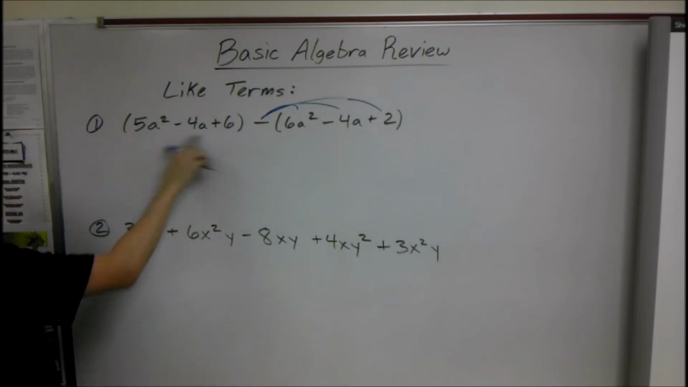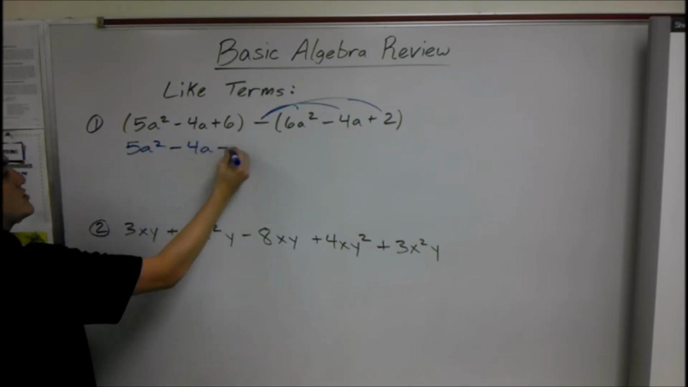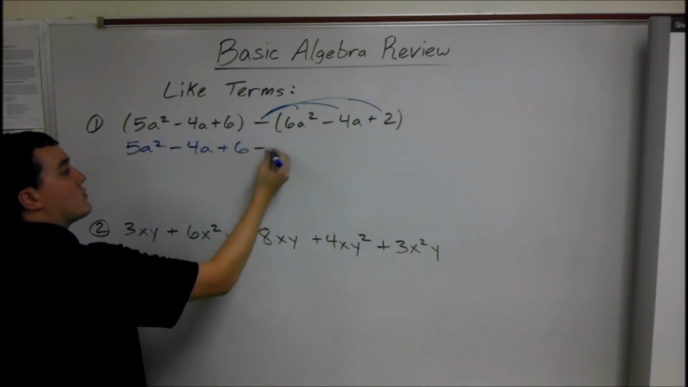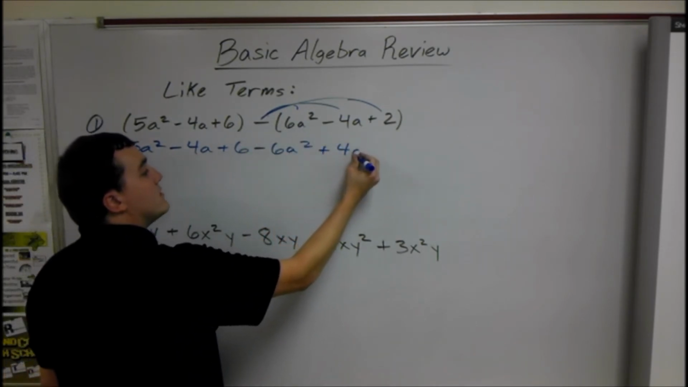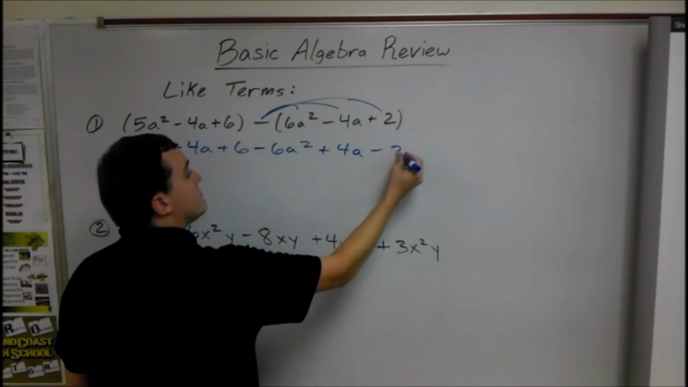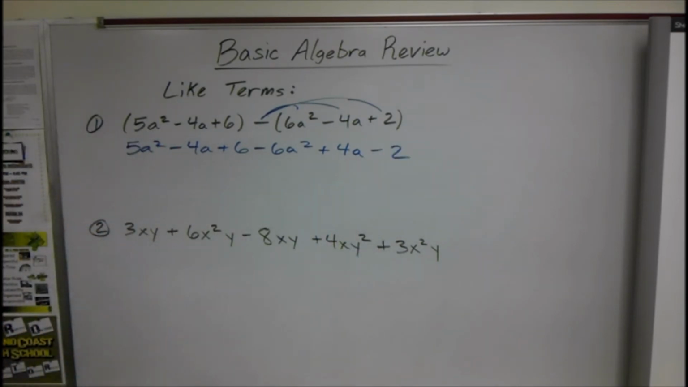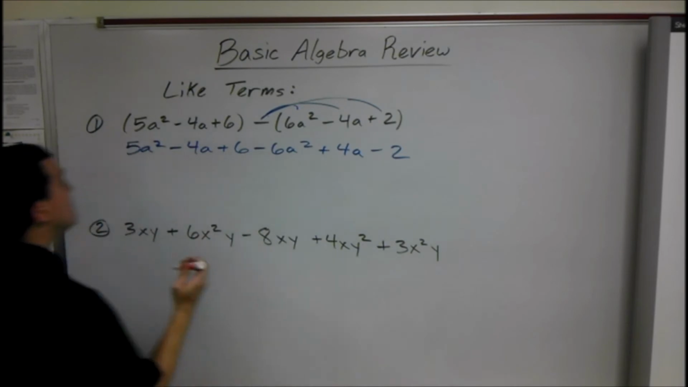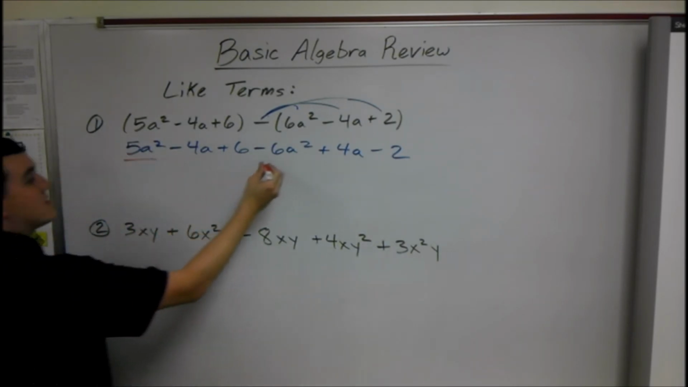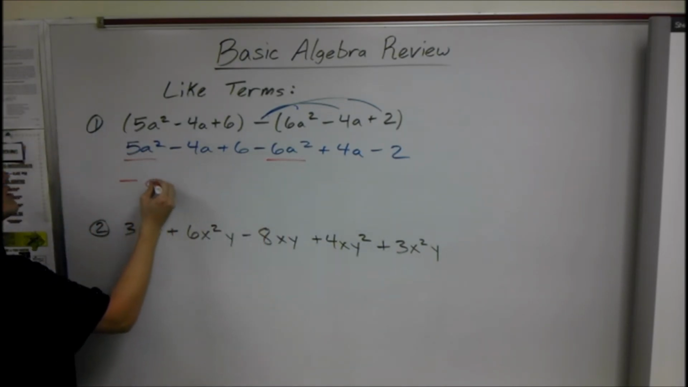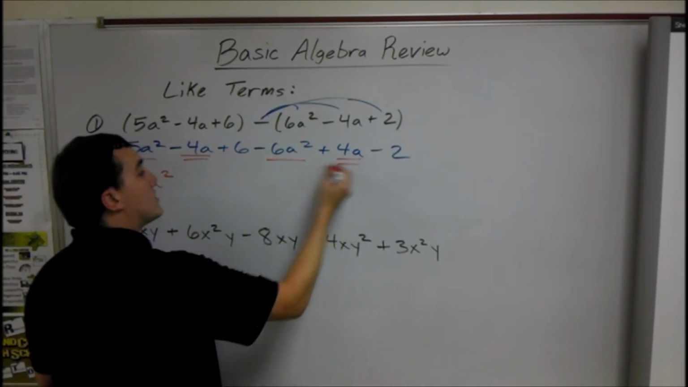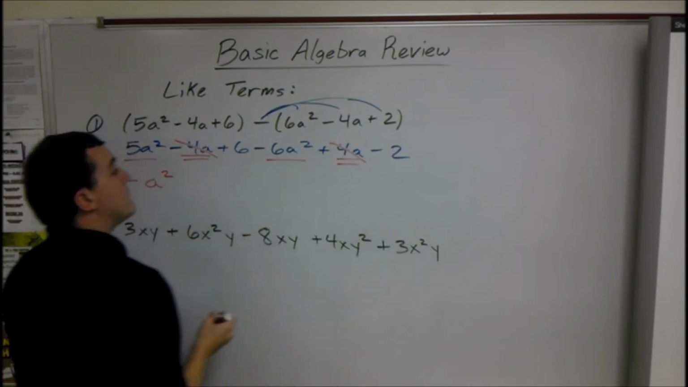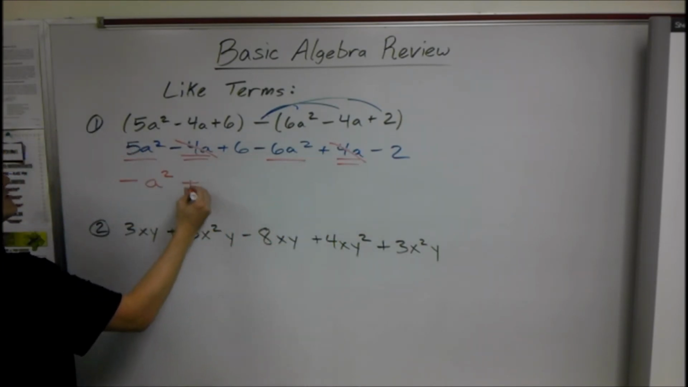So we can keep this the way it is. 5a squared, there's nothing in front of it, so we don't have to change it. -6a squared. Negative makes a positive, 4a, -2. And add like terms. So we have 5a squared minus 6a squared, that's -1a squared, or just -a squared. Then -4a plus 4a, those actually cancel out. Then 6 minus 2 is plus 4.